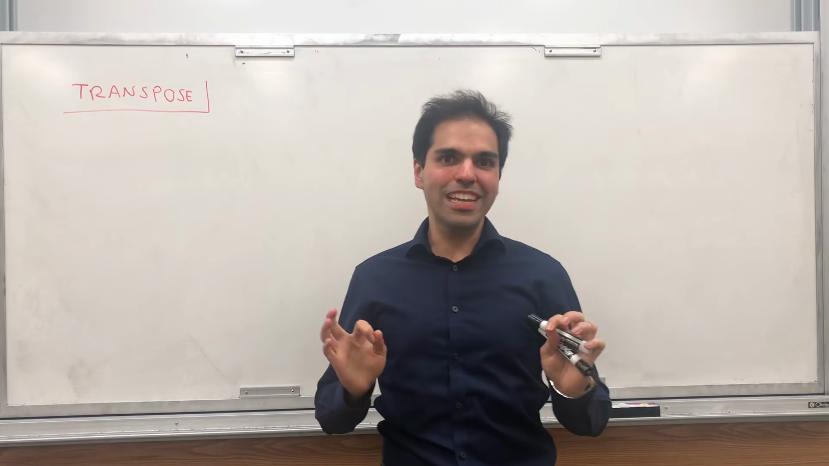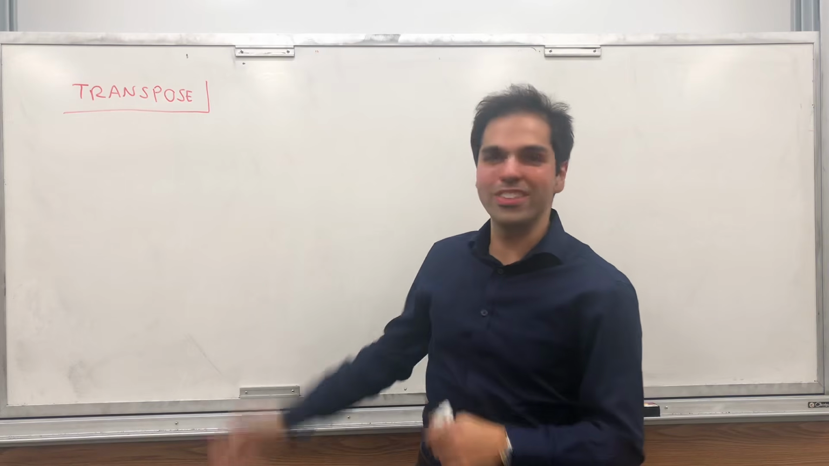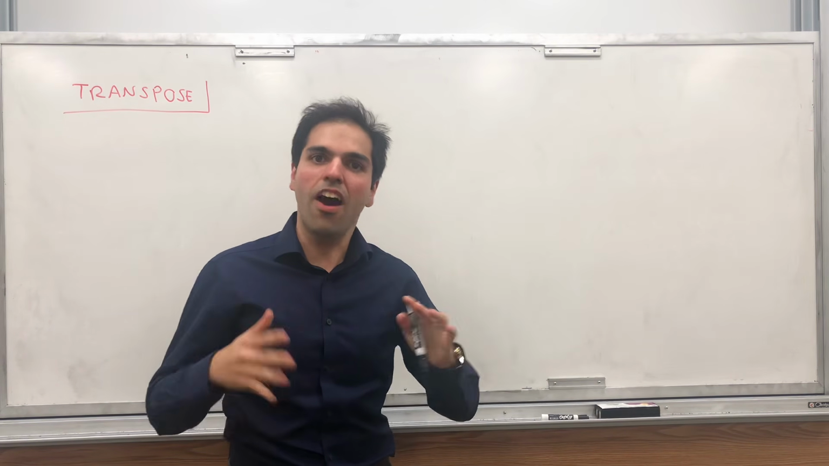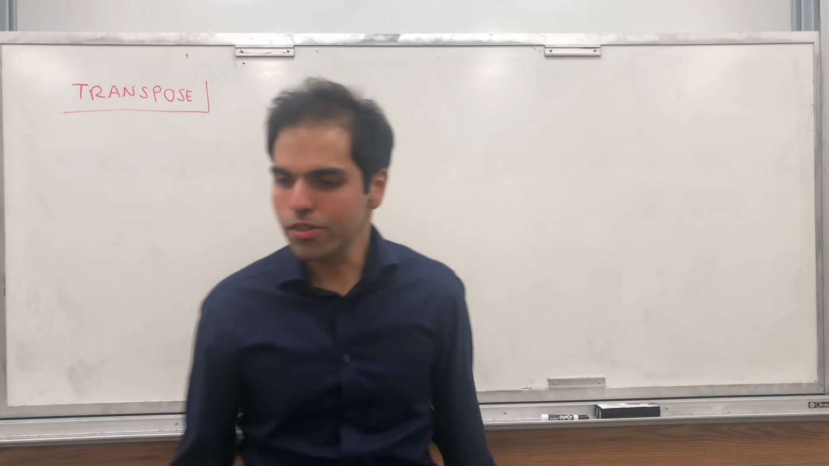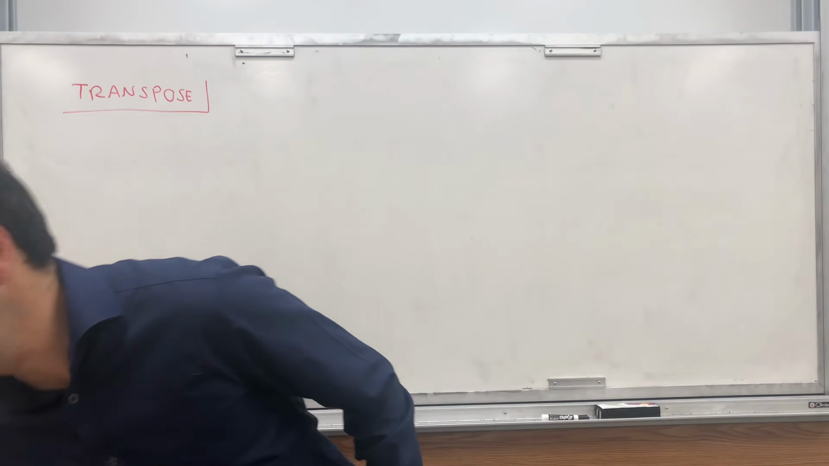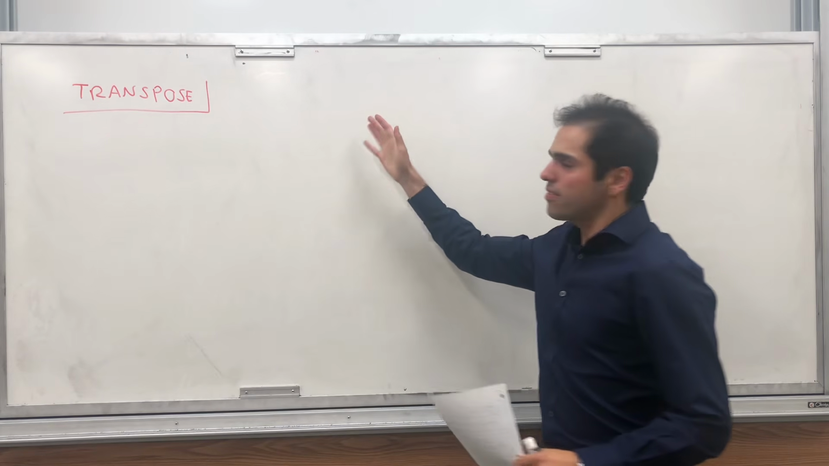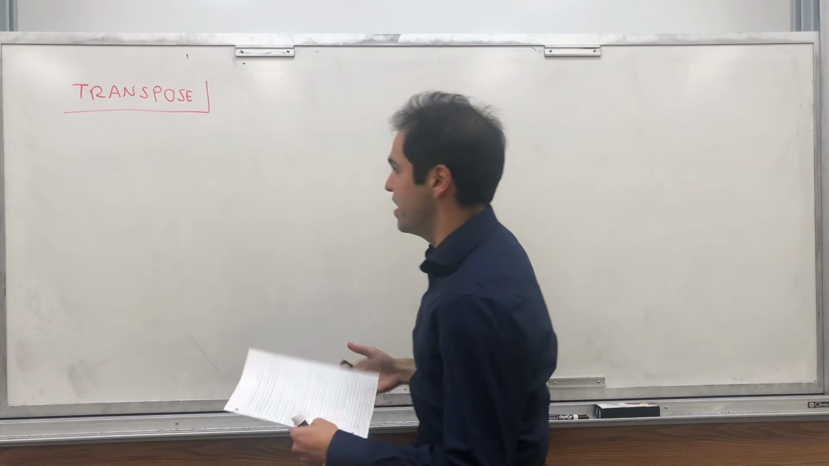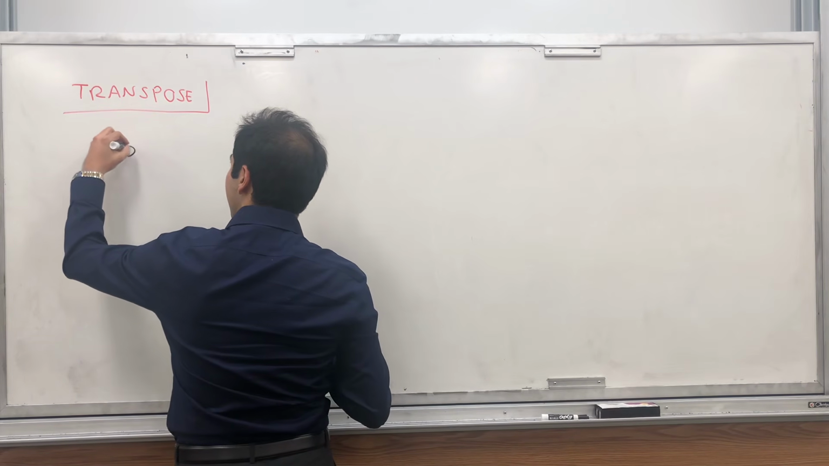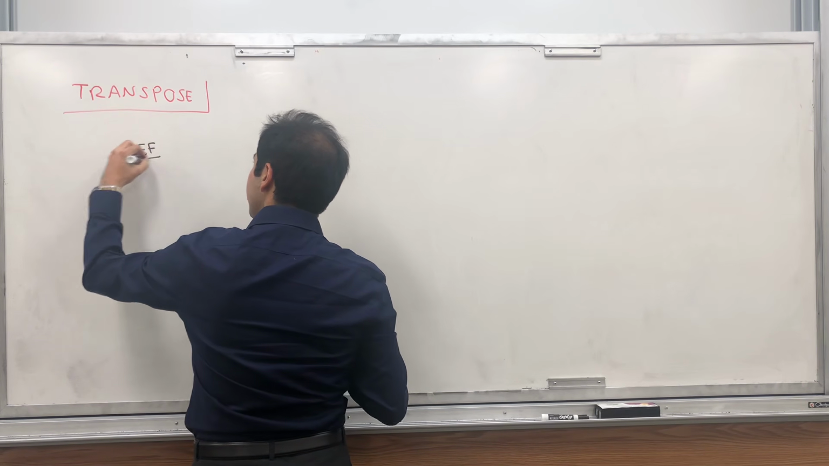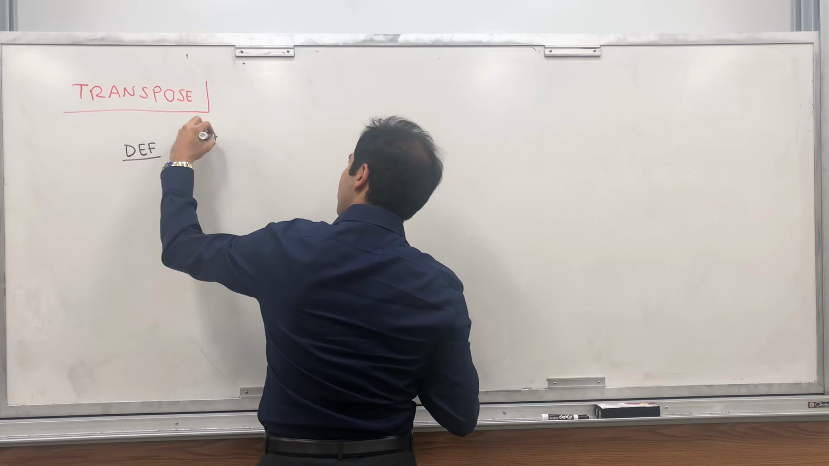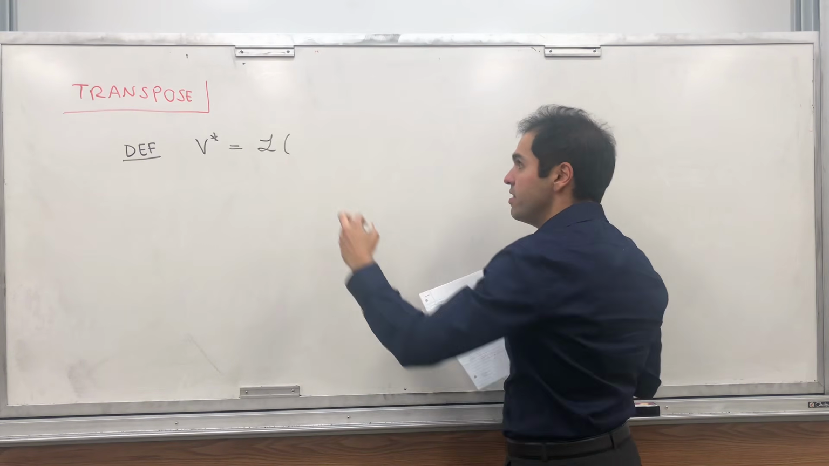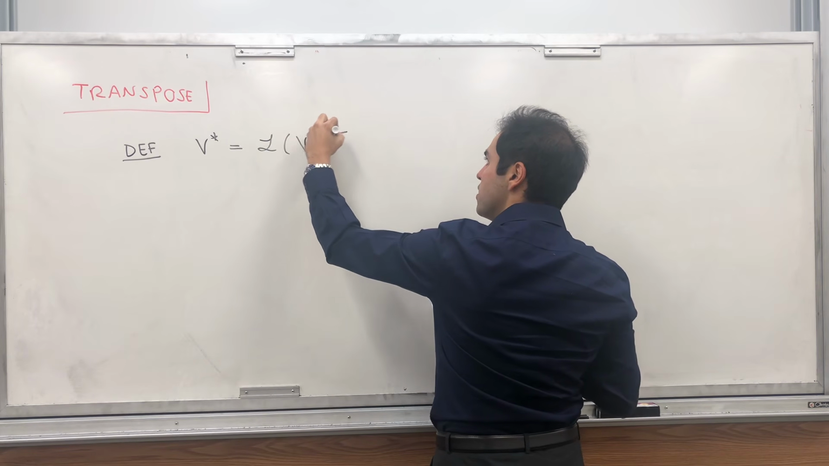And in fact, we can do this using dual spaces. And this is really cool, usually something not taught in linear algebra, or sometimes as an optional section. And so now let us define the transpose of a linear transformation. And for this, I'd like to remind you the notion of a dual space. So definition: V star is just the set of linear transformations from a vector space to the field.